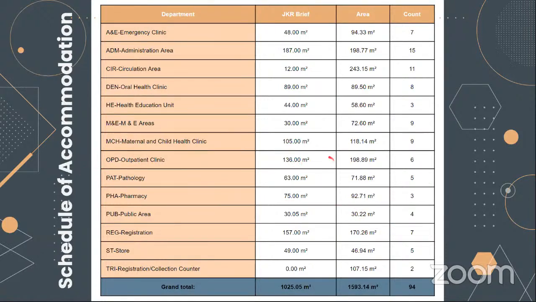Next is the schedule of accommodation for this clinic. This is the schedule of accommodation for the main building. The larger area in this building is the circulation area, followed by the outpatient department.